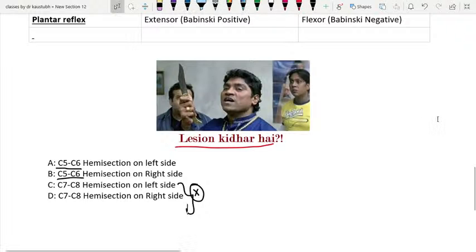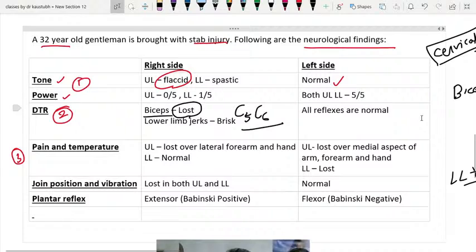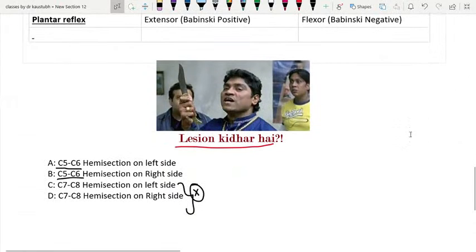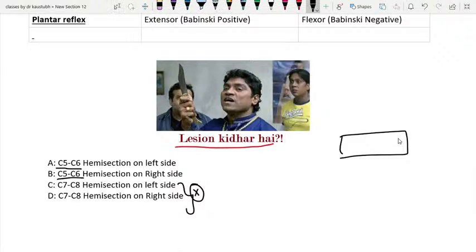Let's go above and look at the side. See, if it was flaccid on that side, that ipsilateral involvement will be there. But let's try to get the things more clear. Let's draw the same diagram. Imagine that I am having a hemisection at the level of C5 C6, right, and in between the level C5 C6. What would happen to above the level, below the level, and the same level?